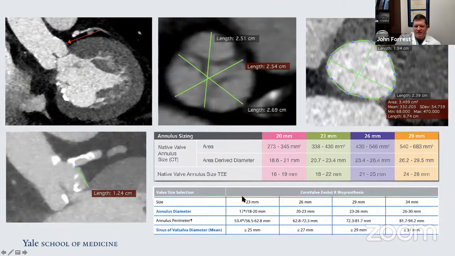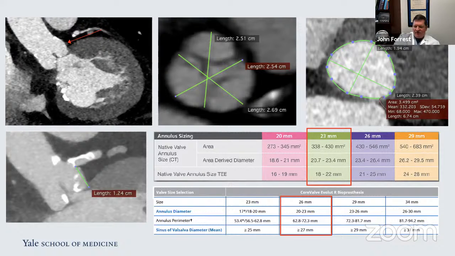When we look at the top of the screen here, we have our Sapien sizing chart. At the bottom of the screen here, we have our Evolut sizing chart. And so this patient fits for either a 23 millimeter Sapien valve or a 26 millimeter Evolut valve. In this case, we decided to go with a 23 millimeter Sapien valve.